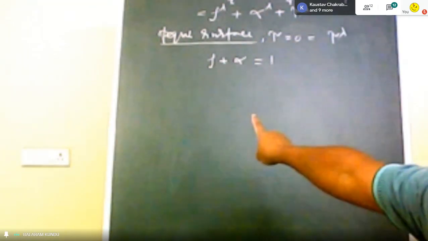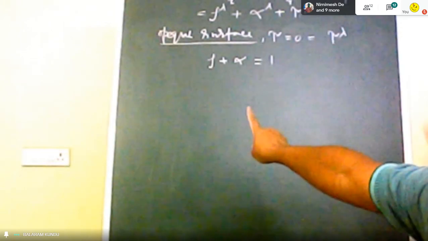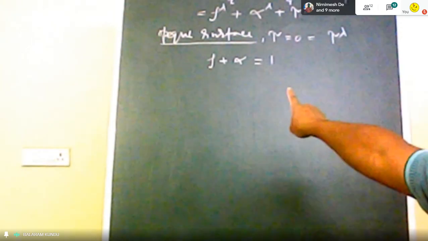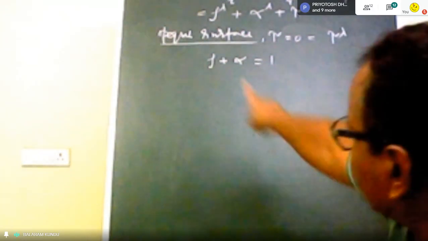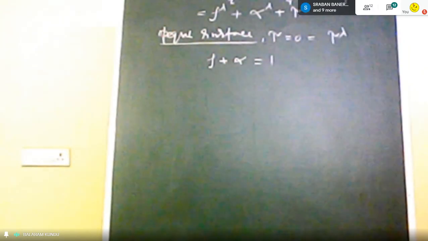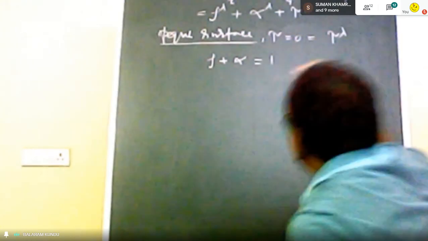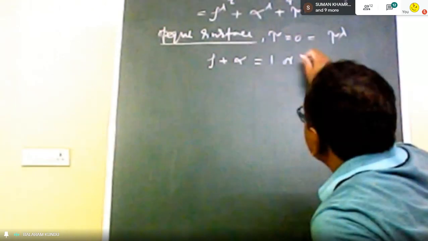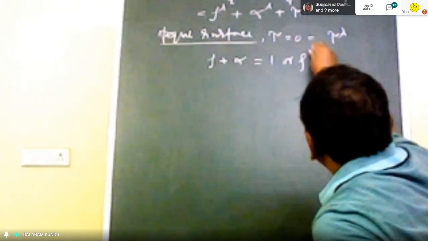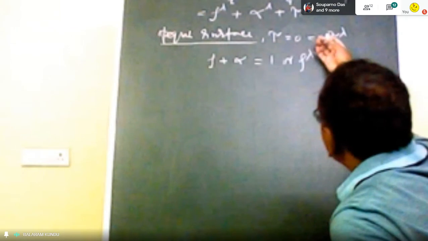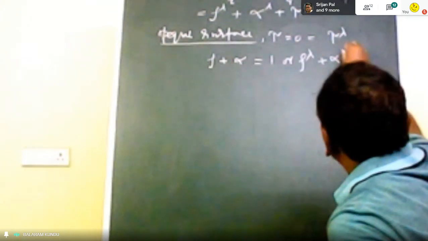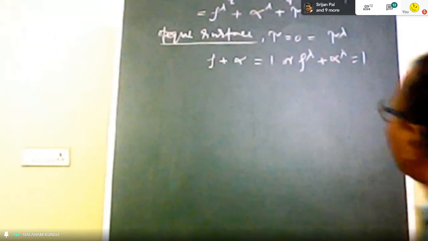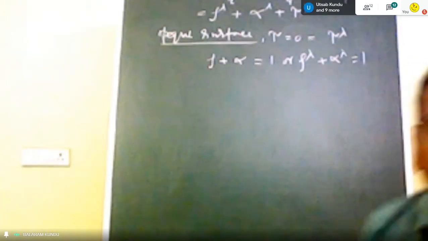So rho plus alpha should be equal to 1 for an opaque surface. Rho is the reflectivity, alpha is the absorptivity. Or if we consider spectral, rho superscript lambda plus alpha superscript lambda should be equal to 1 for an opaque surface.